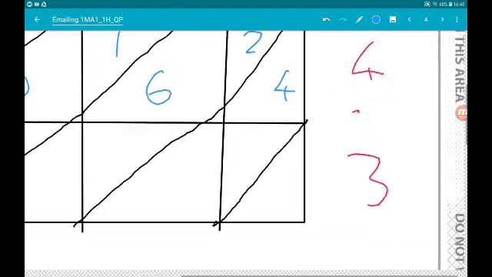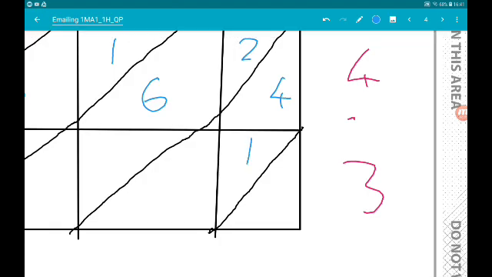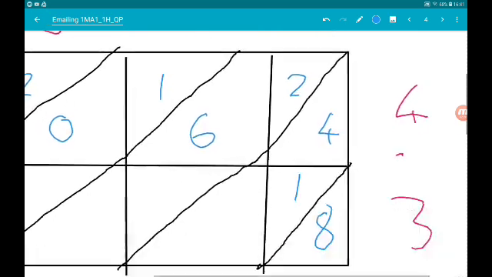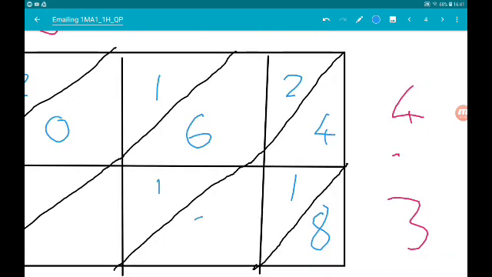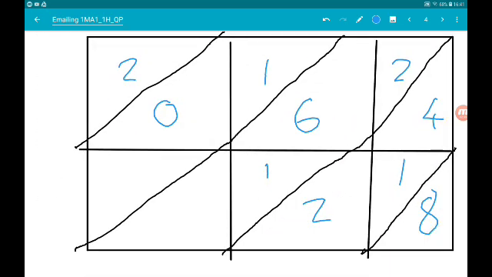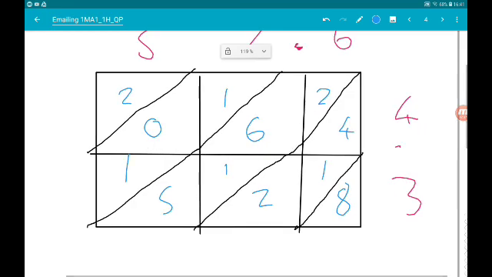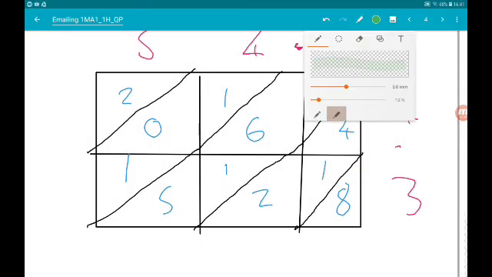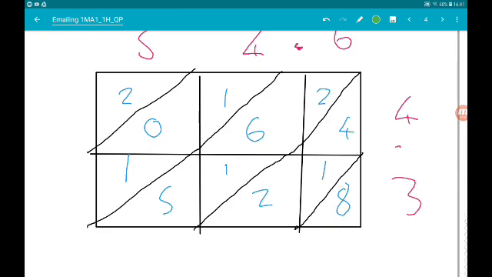Second row, 3 times 6, 18. 3 times 4, 12. And 3 times 5 on a good day is 15. Okay, so what we now do is we add up along each of these diagonals.